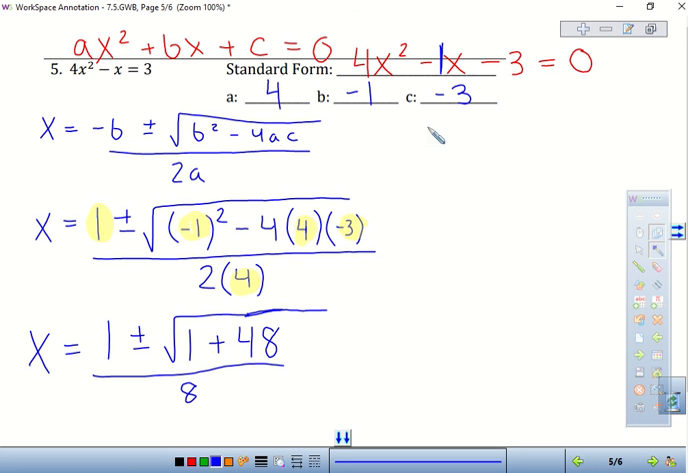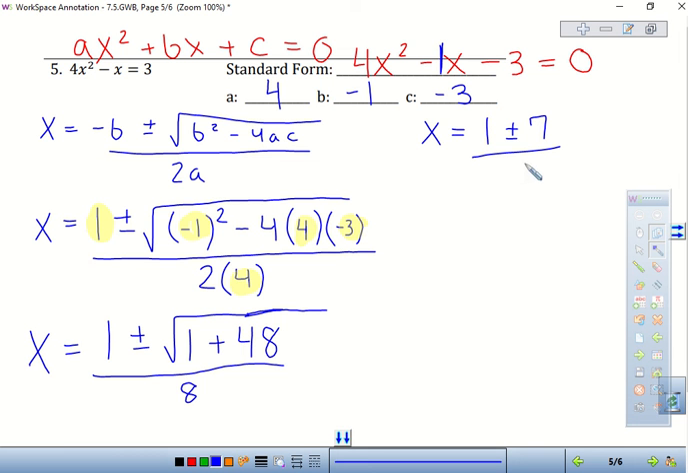So I'm going to move up here because I'm running out of room. X equals 1 plus or minus. What's 1 plus 48? 49. What's the square root of 49? You're right. 7. So this just becomes 7. Everything under the root becomes 7. All over what?